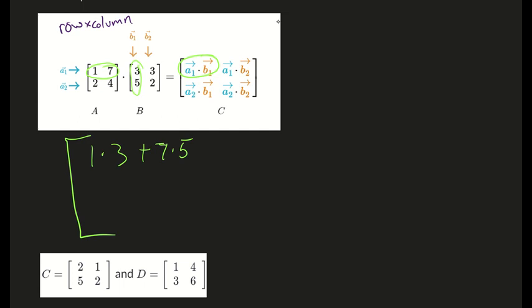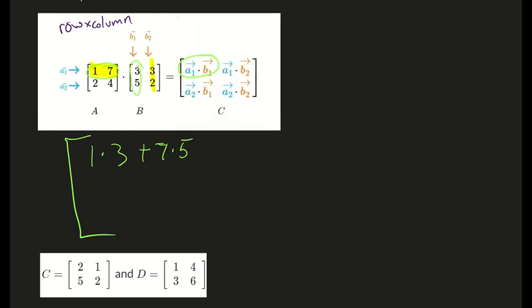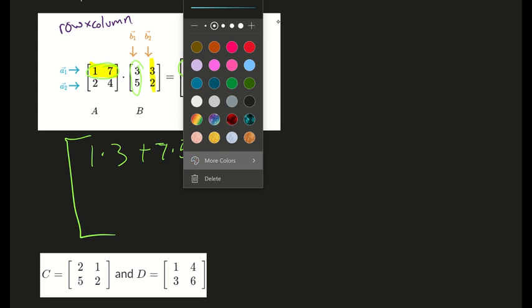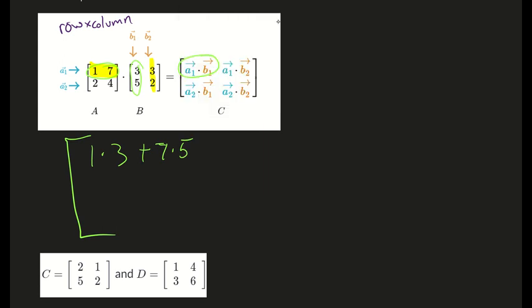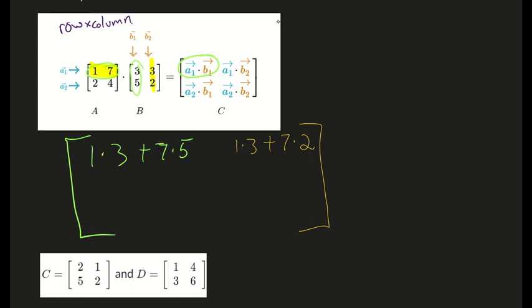Then, when we look at what needs to go here in our first row, second column, we take our first row, multiply it by our second column. So it ends up being first row, second column. So 1 times 3 plus 7 times 2. This same thing is going to happen for each of our spots.